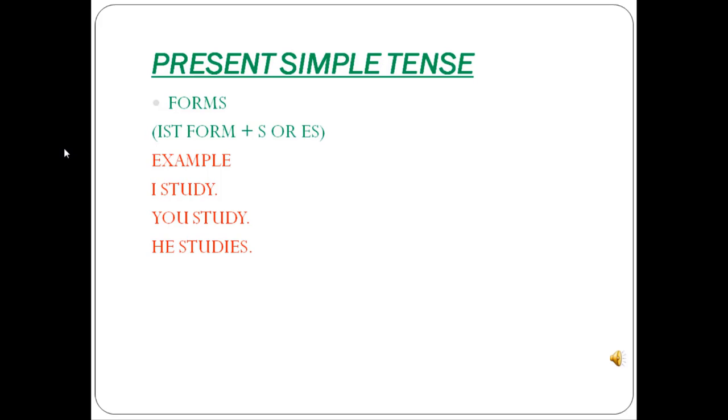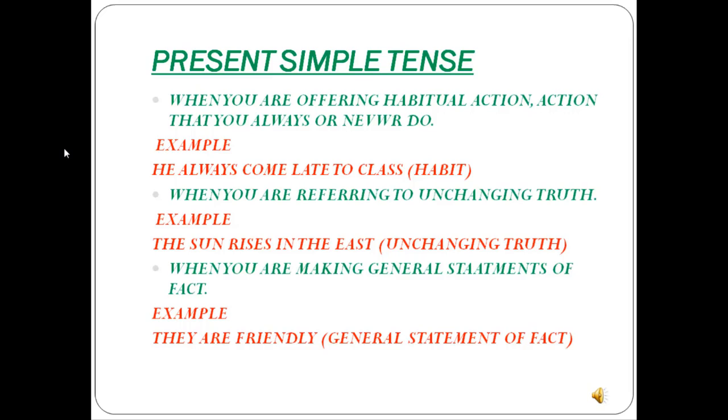We use the present simple tense when we are referring to a habitual action that you always or never do. Example: he always comes late to the class. It's a habitual action, and we have a great example here: he always comes late to the class, because it's his habit. Or when you are referring to an unchanging truth, for example, the sun rises in the east. Or when you are making a general statement or fact, for example, they are friendly.